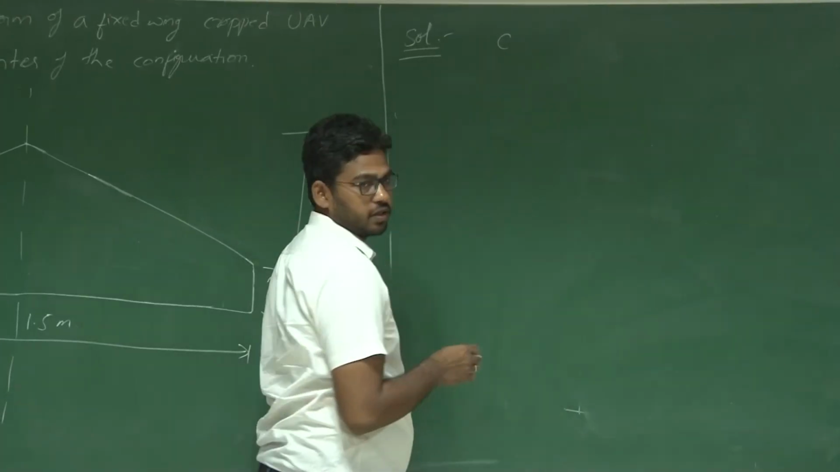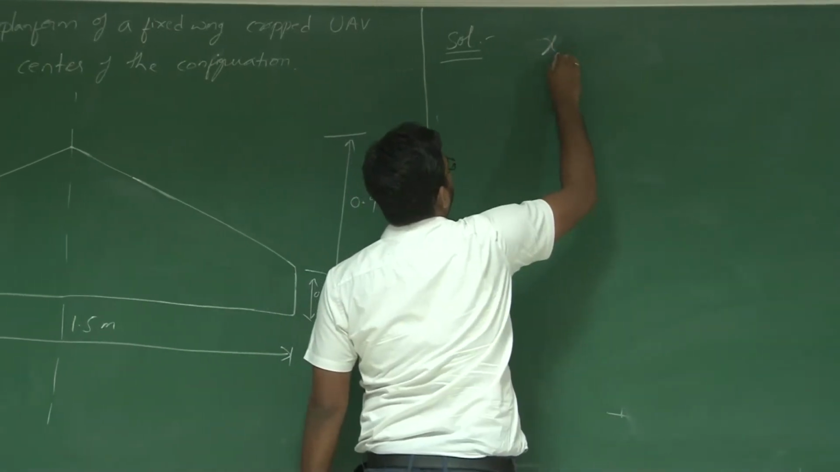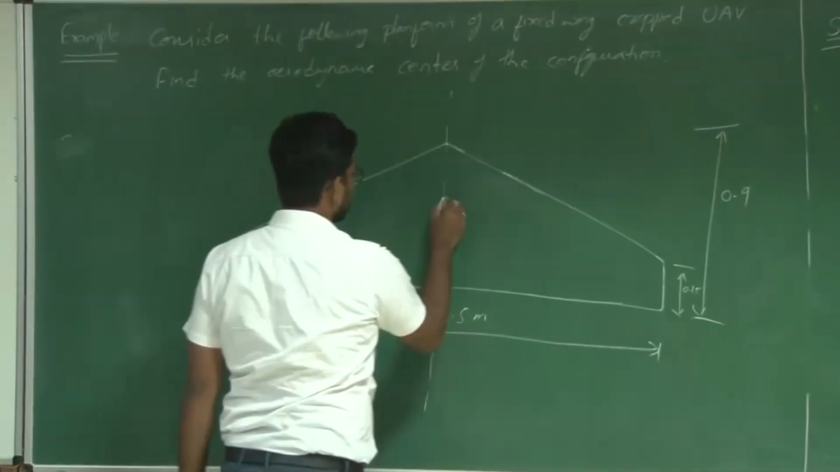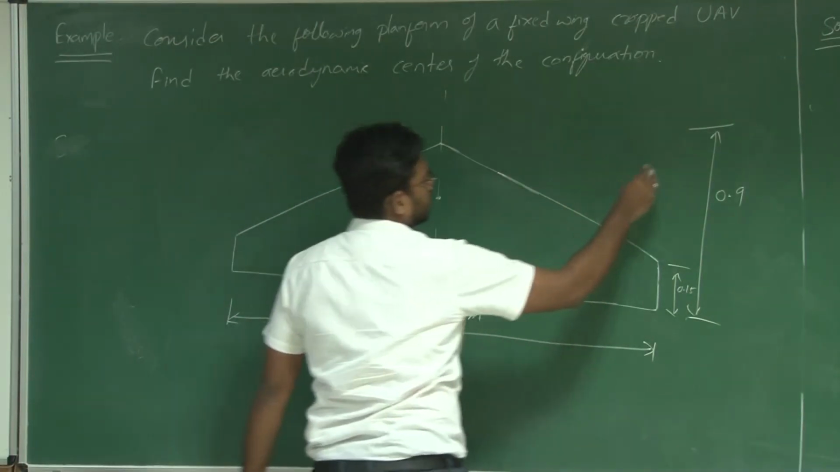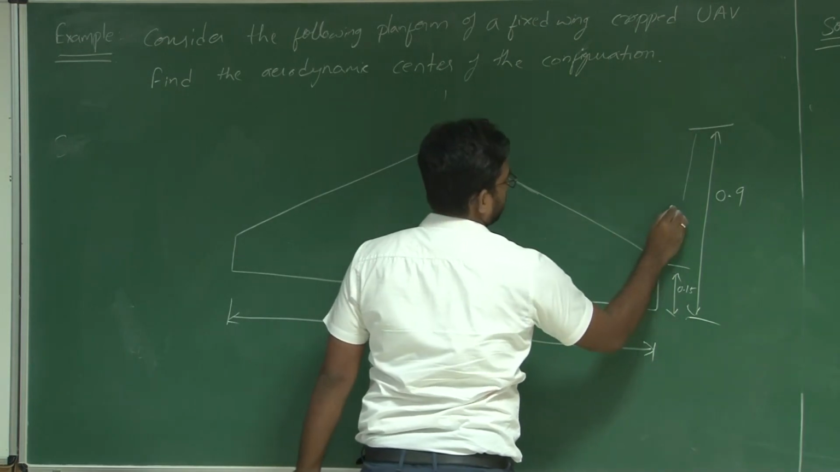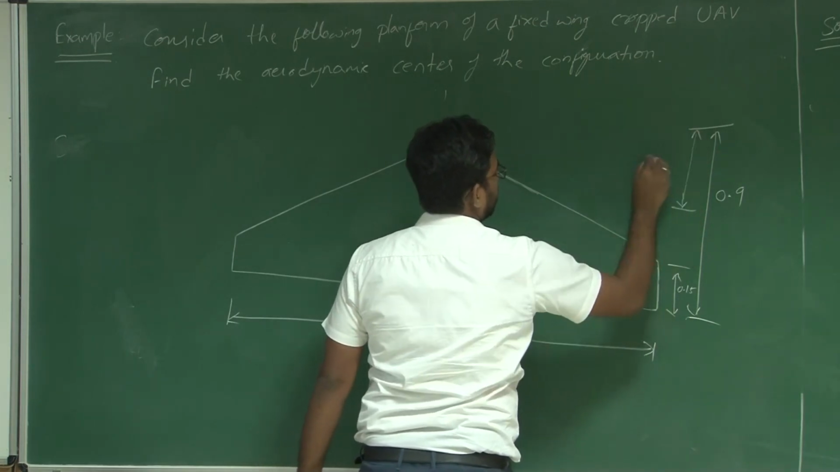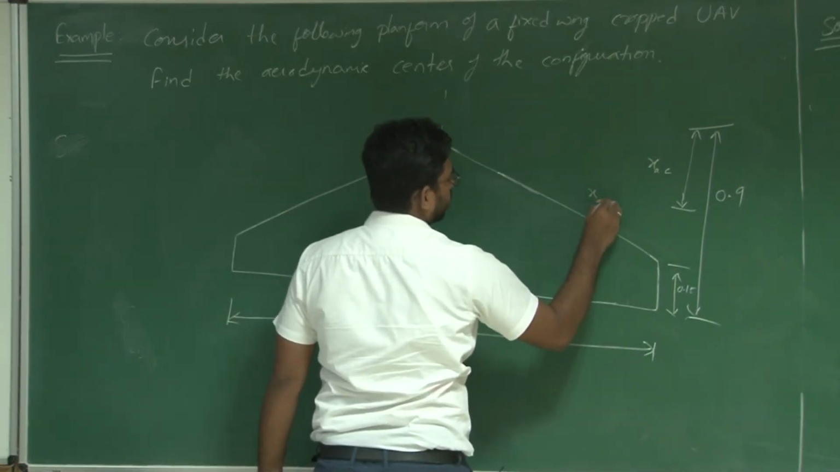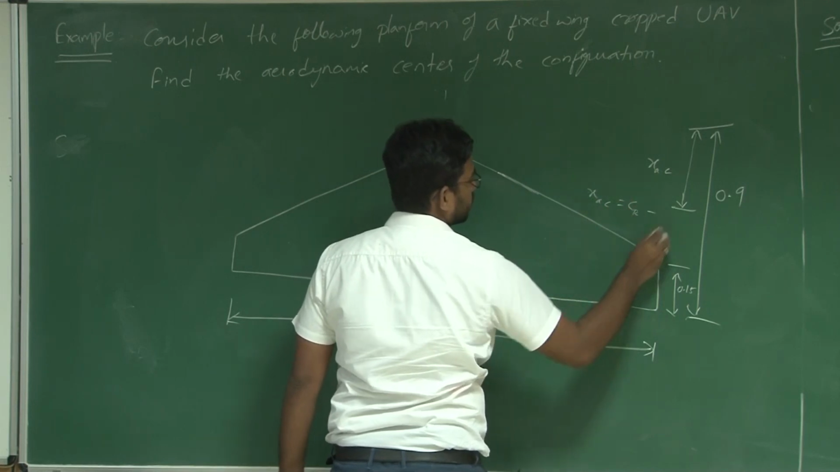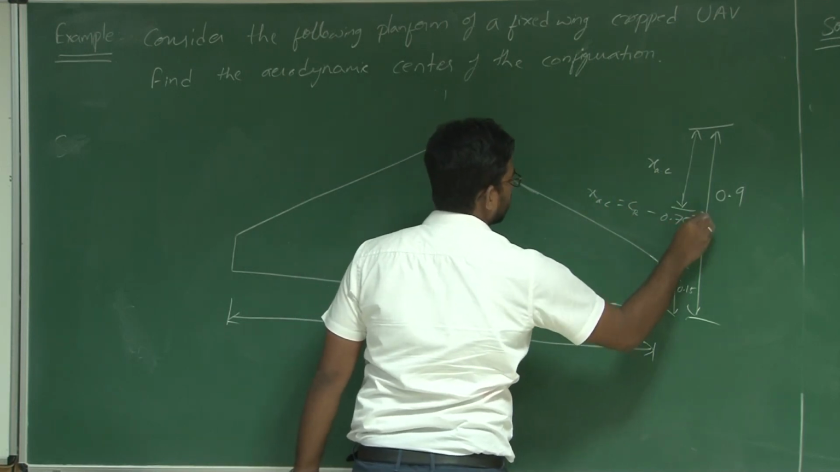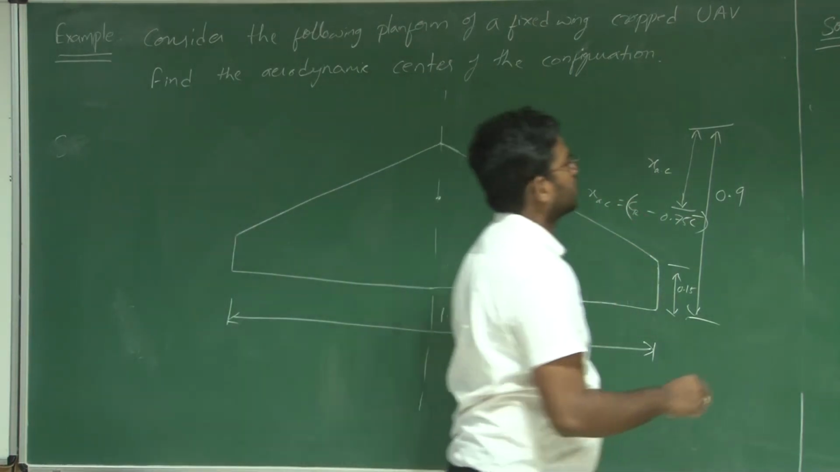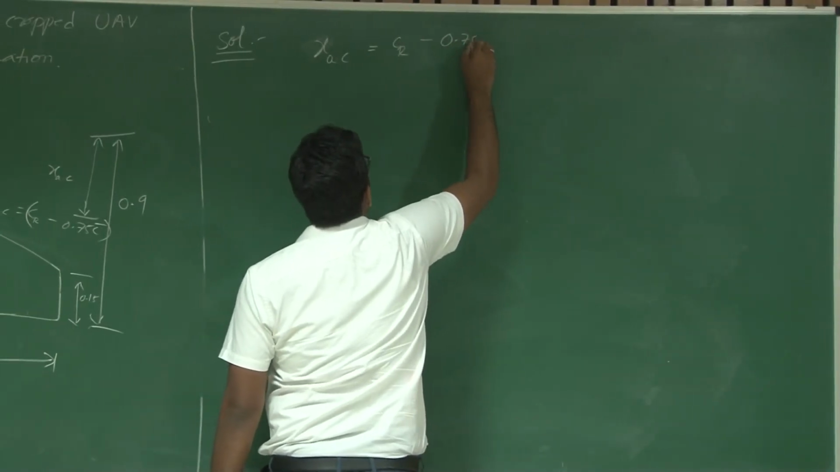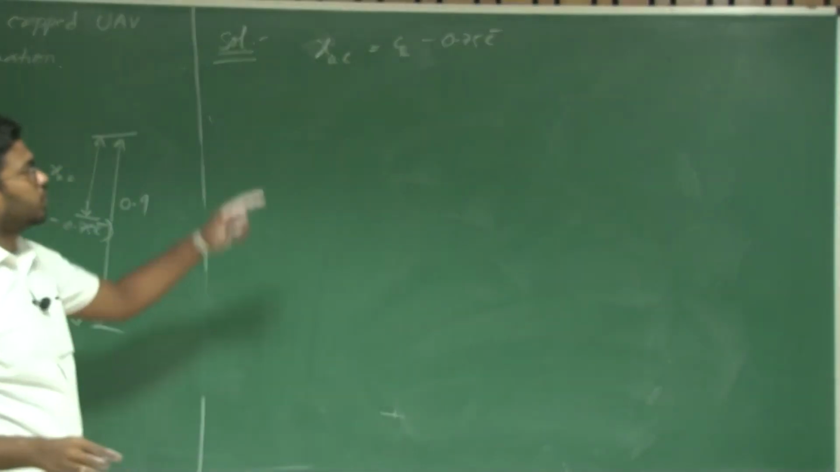So aerodynamic center XAC is equal to, we derived it, right? Say this is your XAC. So XAC is equal to CR minus 0.75 C bar. Right? So what is XAC? CR minus 0.75 C bar. So I need to know what C bar is here.